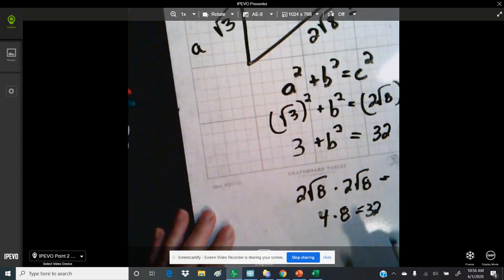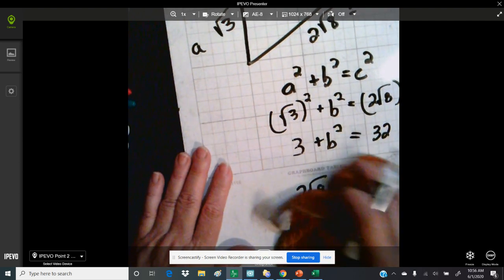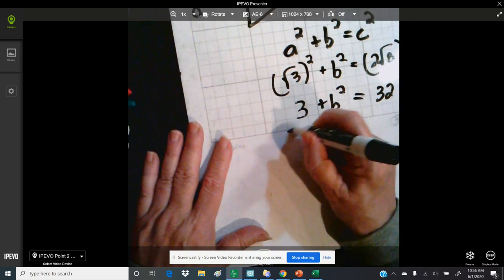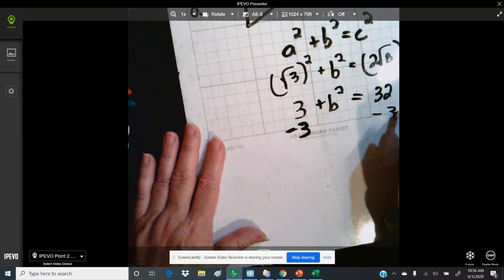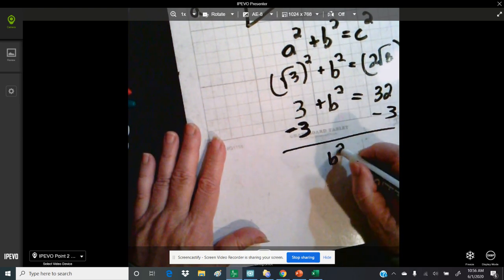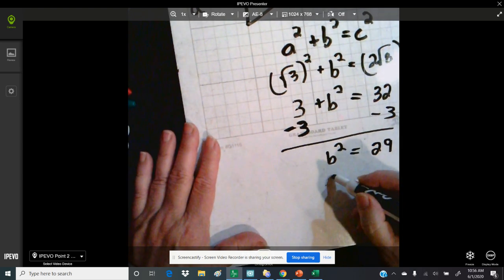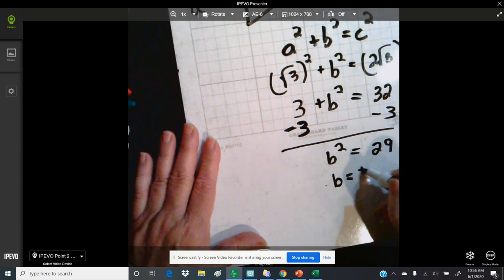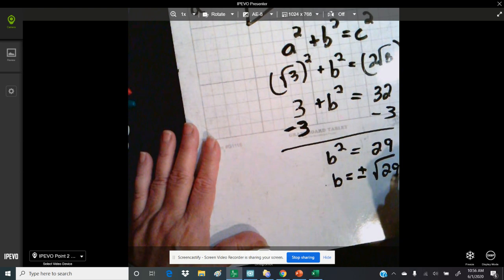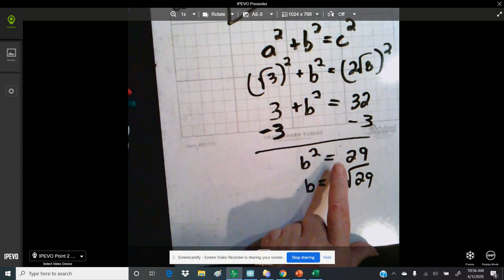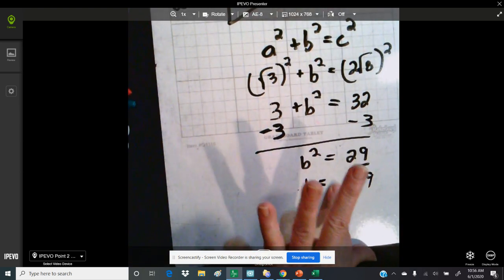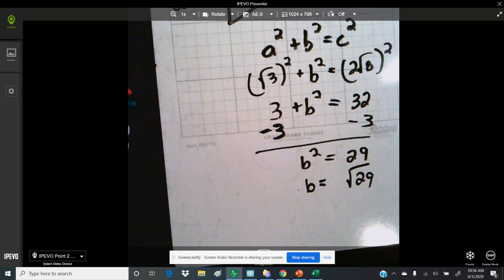All right, so now I know that I have this. I'm going to subtract 3 from both sides. I'm going to get B squared equals 29. B is going to be plus or minus the square root of 29. But again, I don't care about the negative answer because the length of a triangle can't be negative. So I'm just going to take the positive answer.